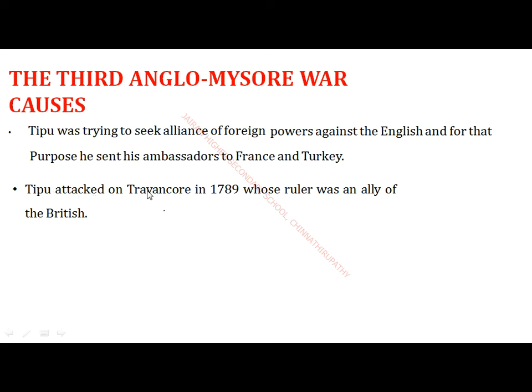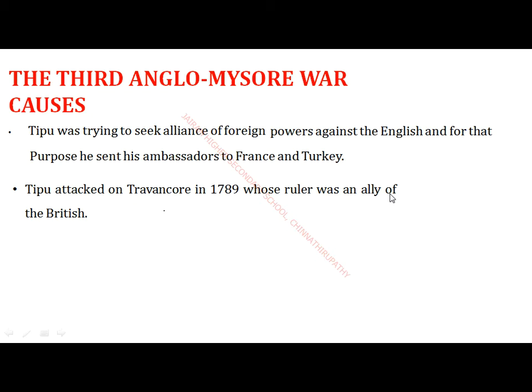Tipu attacked Travancore in 1789. Once again, Tipu attacked the Britishers, in which place? In Travancore, in the year 1789, whose ruler was an ally of the Britishers.